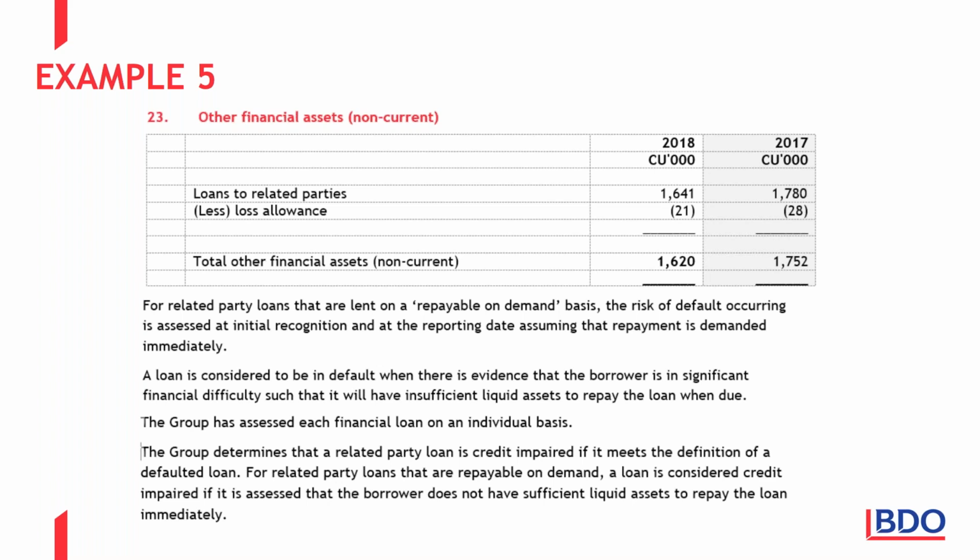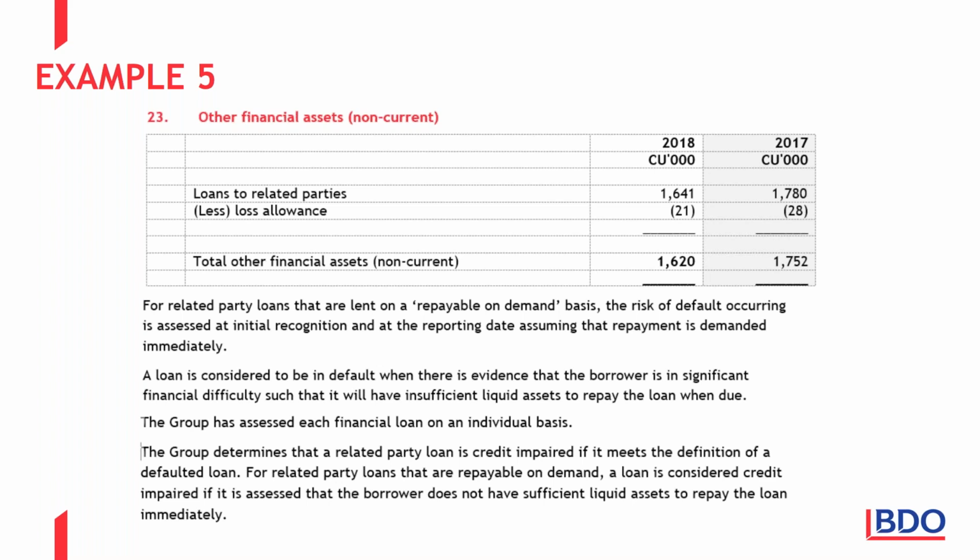So in this case, they've actually described that. They spoke about the fact that the related party loan is repayable on demand. It's quite important. They talk about what the risk of default is, and they've defined what default means. First of all, these are repayable on demand, and so they talk about default being when there's evidence that the borrower is in significant financial difficulty, such that it has insufficient liquid assets to repay the loan. What they're really saying here is, at the reporting date on a repayable on demand loan, if the entity doesn't actually have liquid assets to pay, it's essentially defaulted. That's what they are saying.